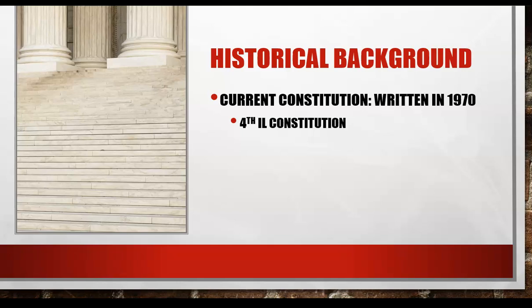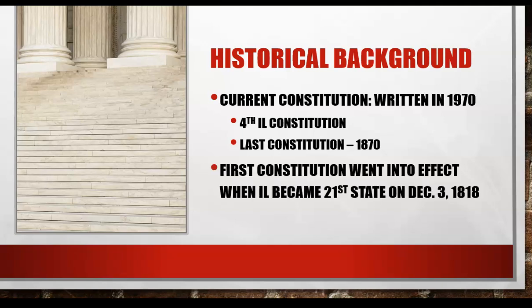This is our 4th Constitution in Illinois. The last one actually lasted for about 100 years. So we're only about halfway through the length of the longest lasting Constitution, which was written in 1870. The first Constitution went into effect on December 3rd, 1818, when Illinois became the 21st state in the Union. And then this one was revised because it created a weak governor with no veto power. So we wanted the governor to have a little bit more power than that. And so we have, for the last 50 plus years, been using the 1970 Constitution.